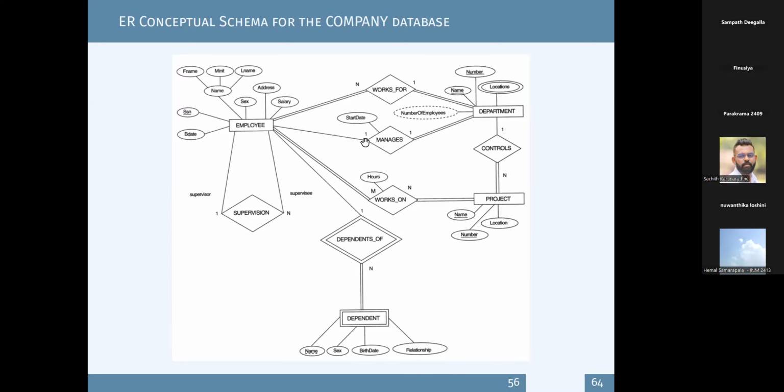And then we discuss the relations. So you can see here we have the works for relation, manages relation, works on relation, and we even have a recursive relationship, supervision. And you can also notice that we discussed the maximum cardinality, that is maximum participation. So we have one-to-one, one-to-many, and then many-to-many, right?